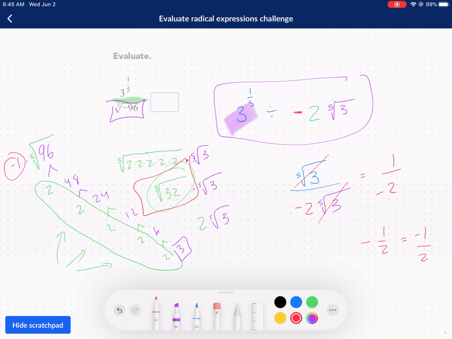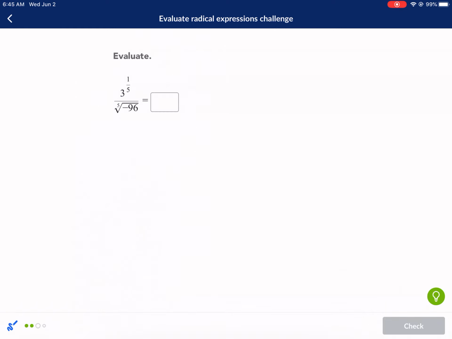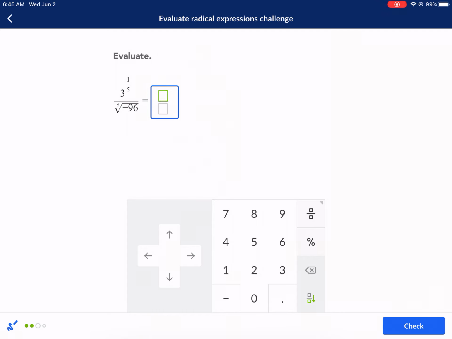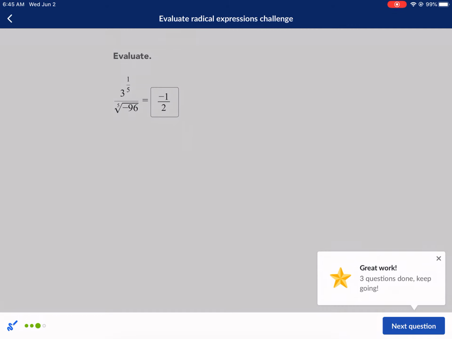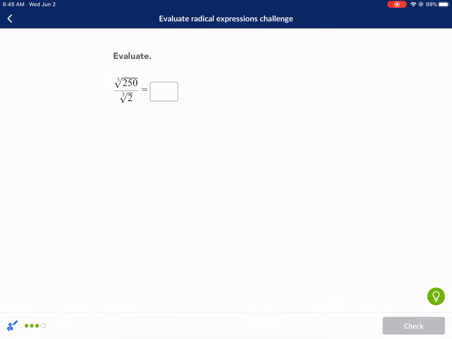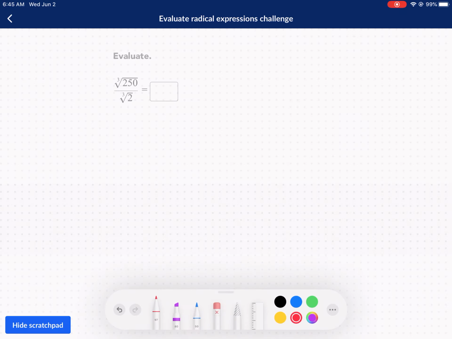this is more of a simplify radicals problem versus the exponents problem. Definitely a challenge. I mean, this is aptly named radical expressions challenge. So this is pretty good. Okay, last one here, and then we're done.